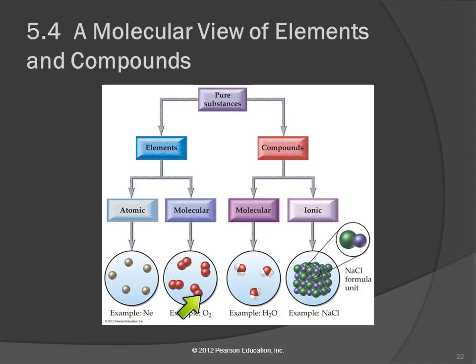So, for example, oxygen has little molecules that contain 2 oxygen atoms. There are some other ones, like sulfur has some molecules that have 8 sulfur atoms that are bonded together, and they act as a unit.